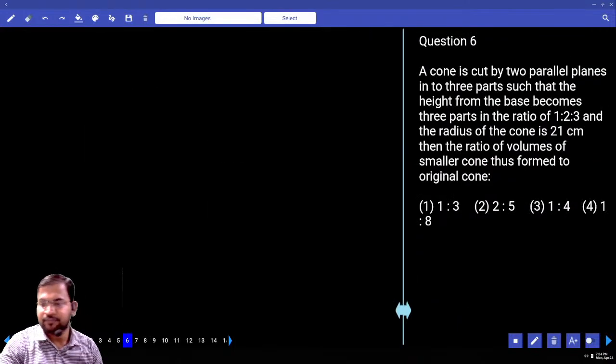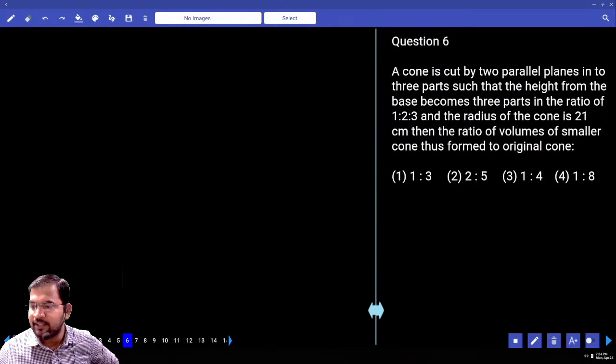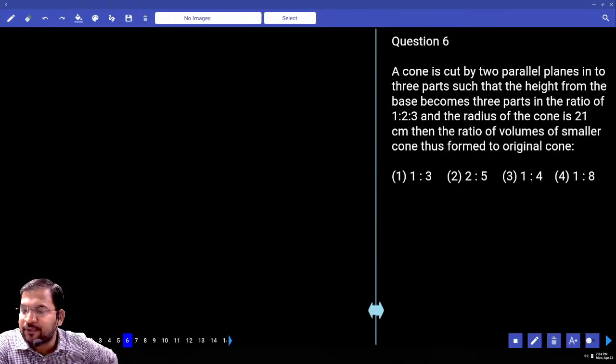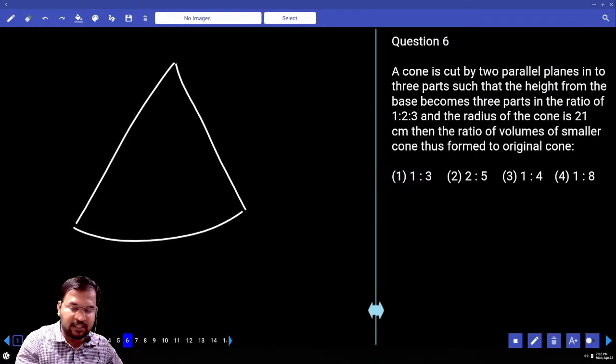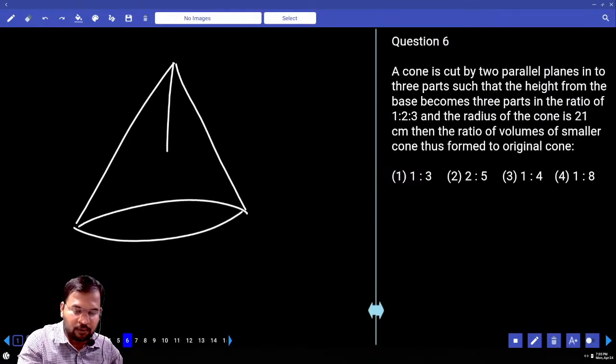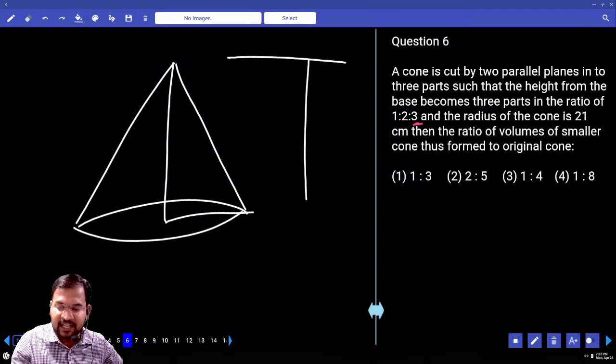Next question. A cone is cut by two parallel planes into 3 parts such that the heights from the base are in the ratio 1:2:3, and the radius of the cone is 21. Find the ratio of the volume of the smaller cone to the original cone. One cone is there; this is the original cone. What is the original height? From here to here, the height is 3 parts, 3h.